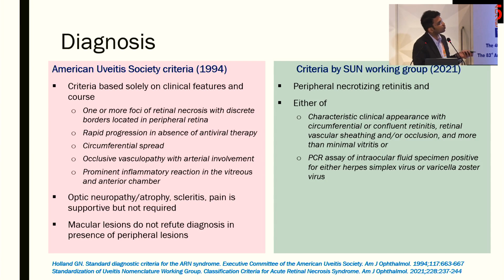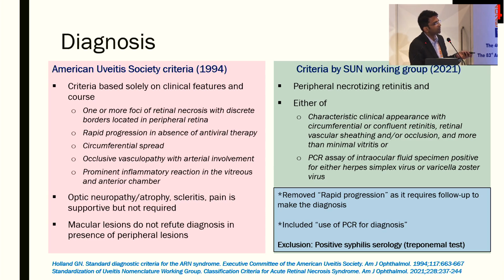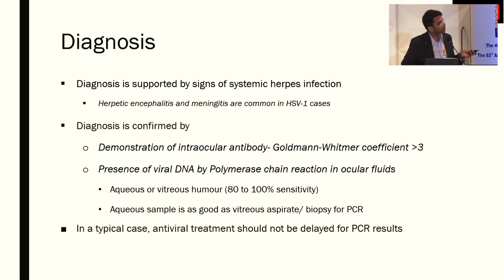So now the SUN working group has removed the rapid progression, and it says that any peripheral necrotizing retinitis with either a characteristic appearance and course, or atypical cases in which you may not have a characteristic appearance and course, but still the PCR of these patients is positive for HSV or VZV, will also fall under acute retinal necrosis. Now they have removed the rapid progression, and they have included the use of PCR. Important here is that they have included in the diagnostic criteria that a positive syphilis serology test is to be considered as an exclusion criterion.